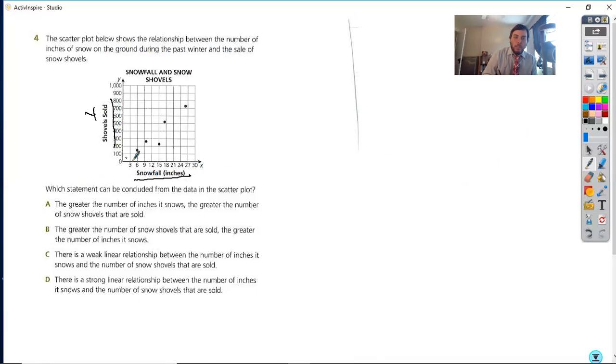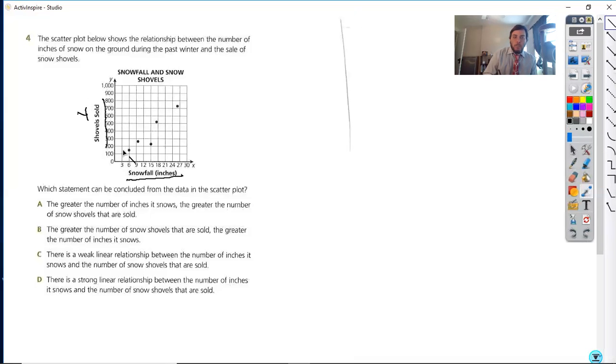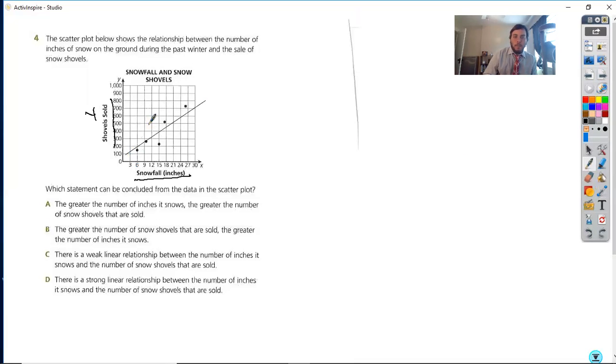Well, if we just look at this graph first, we see that as the x's increase, we also see the number of shovels sold increase, right? So we do have some sort of trend here, right, that tends to be positive and is pretty close to a line of best fit if we were looking here. So which statement can be concluded?